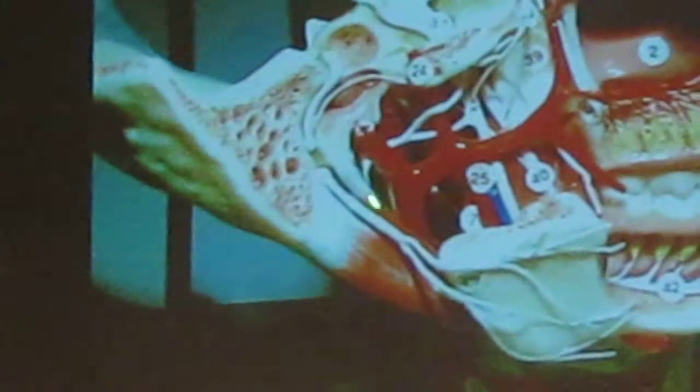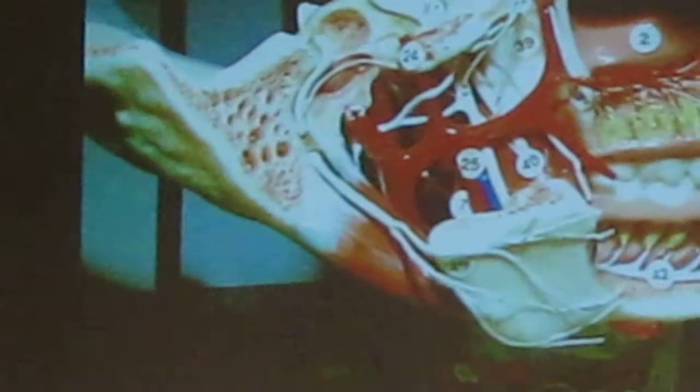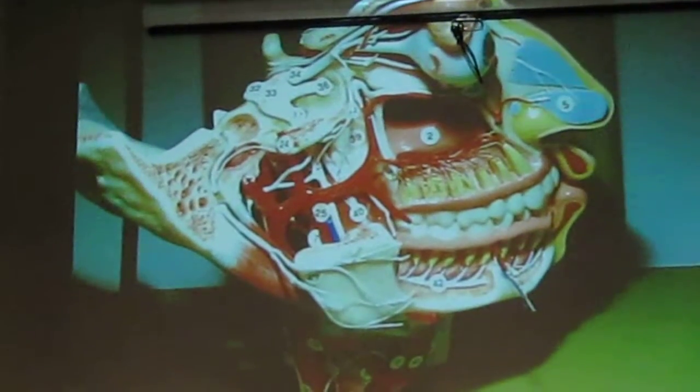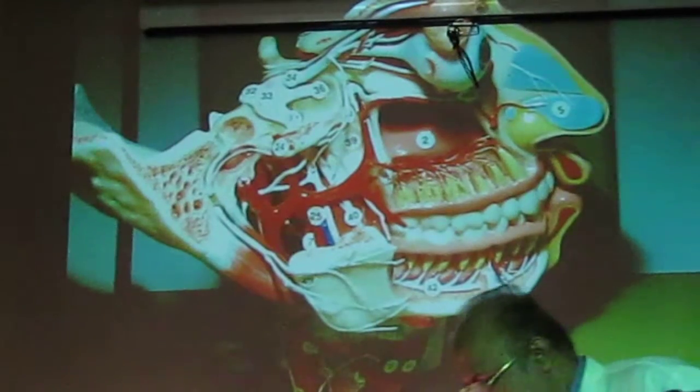Okay, and if you go posteriorly, you see the stylomastoid... the posterior belly of the digastric, which is this one. Okay, and sternocleidomastoid. Correct? Yes. Then the question is, what is this structure? Very good. You are now very clever.